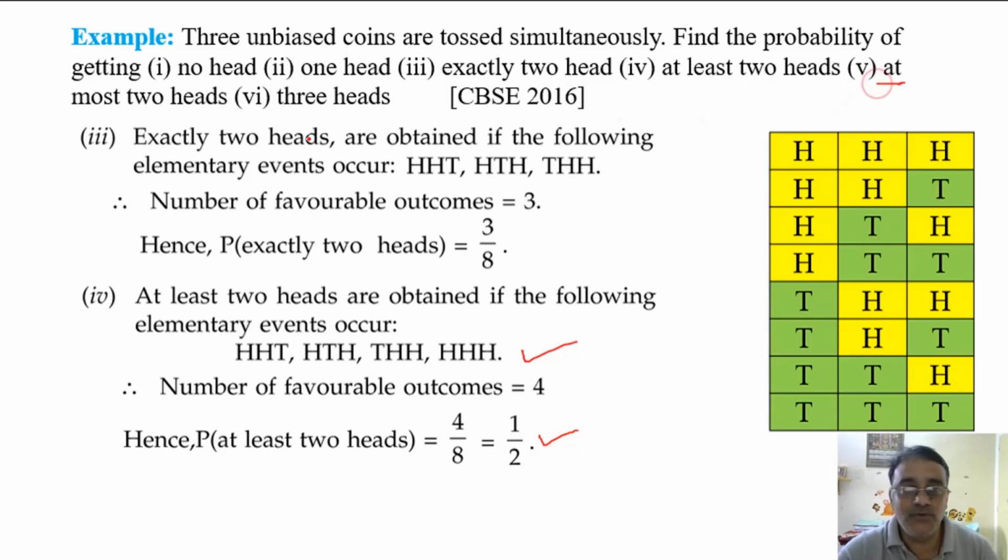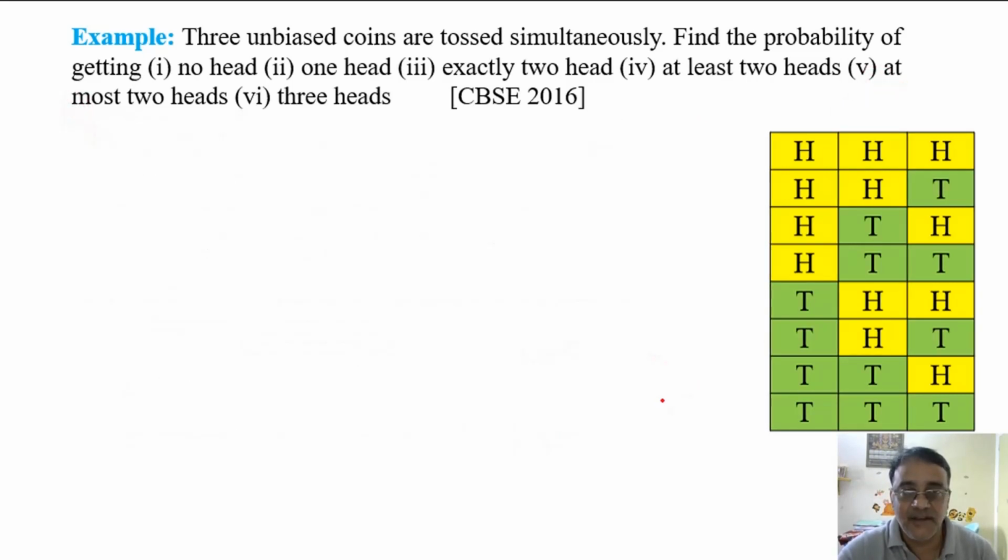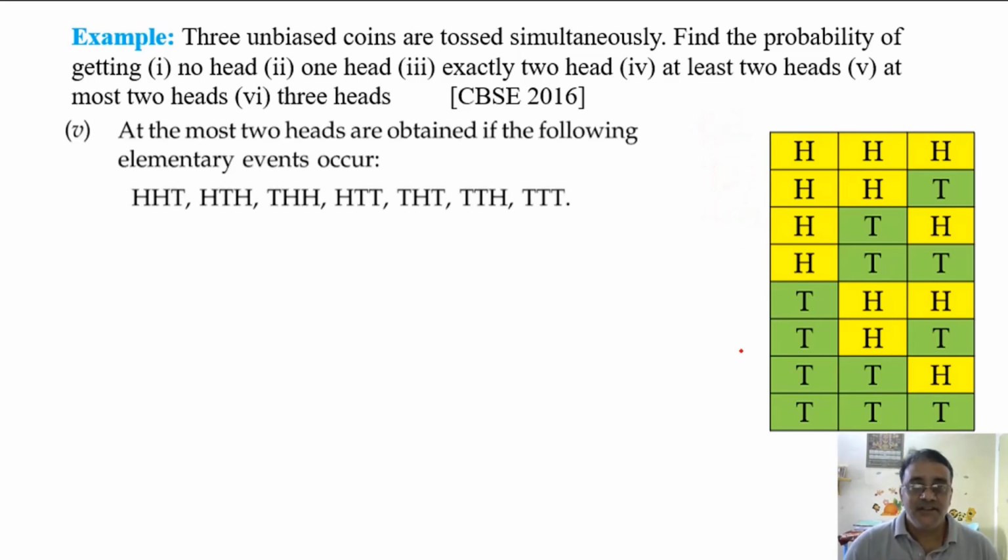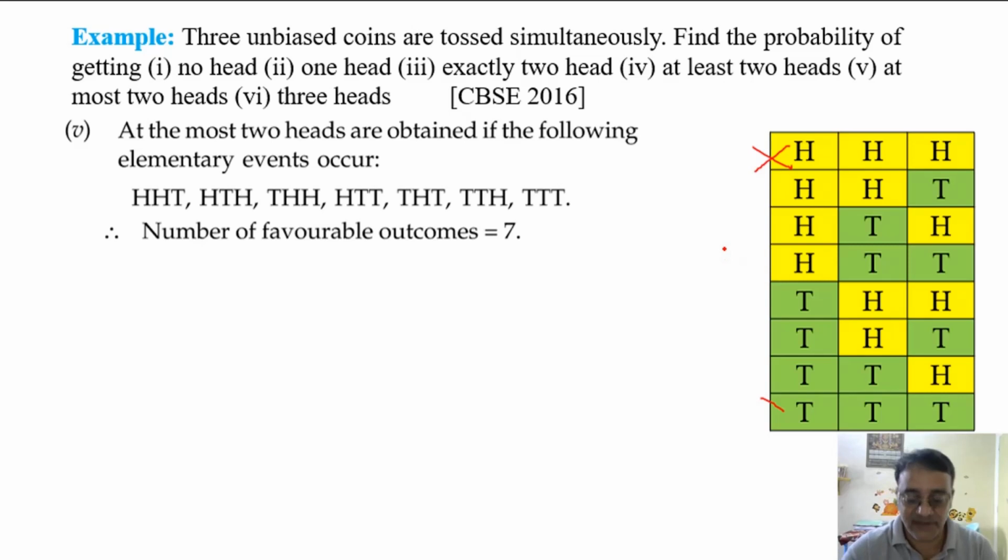Now at most 2 heads. At most 2 heads means less than or equal to 2, means 0, 1, 2. How many times is 0 there? 1. How many times 1? 3. How many times 2? 3. Altogether? 7. So at most 2 heads are obtained in all elementary events except this one. So all 7. The number of favorable outcomes is 7. So what is the probability? 7 by 8.